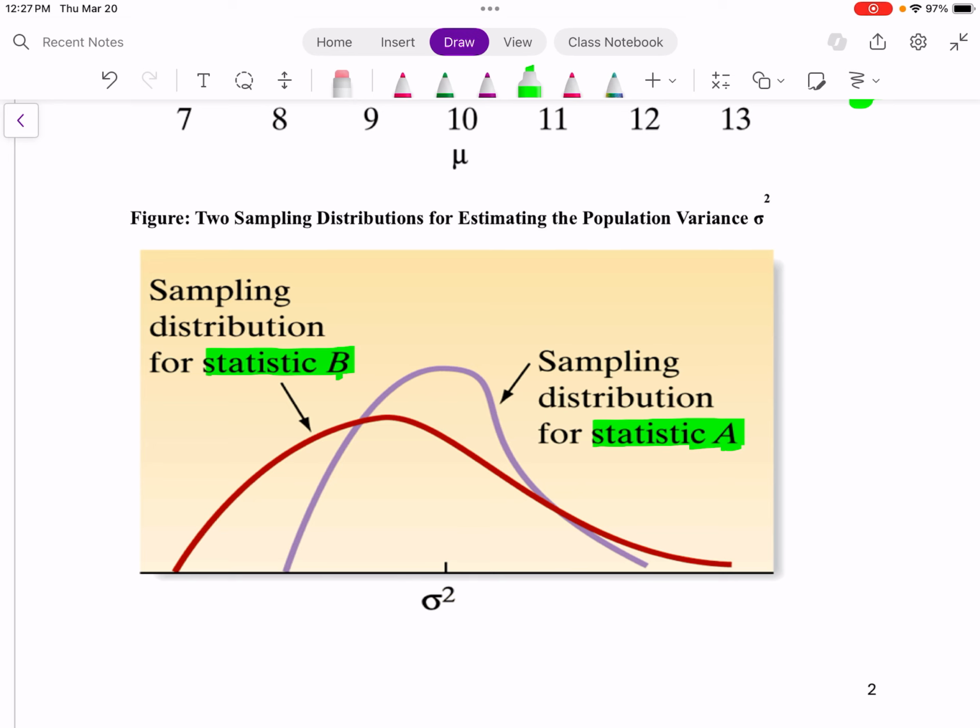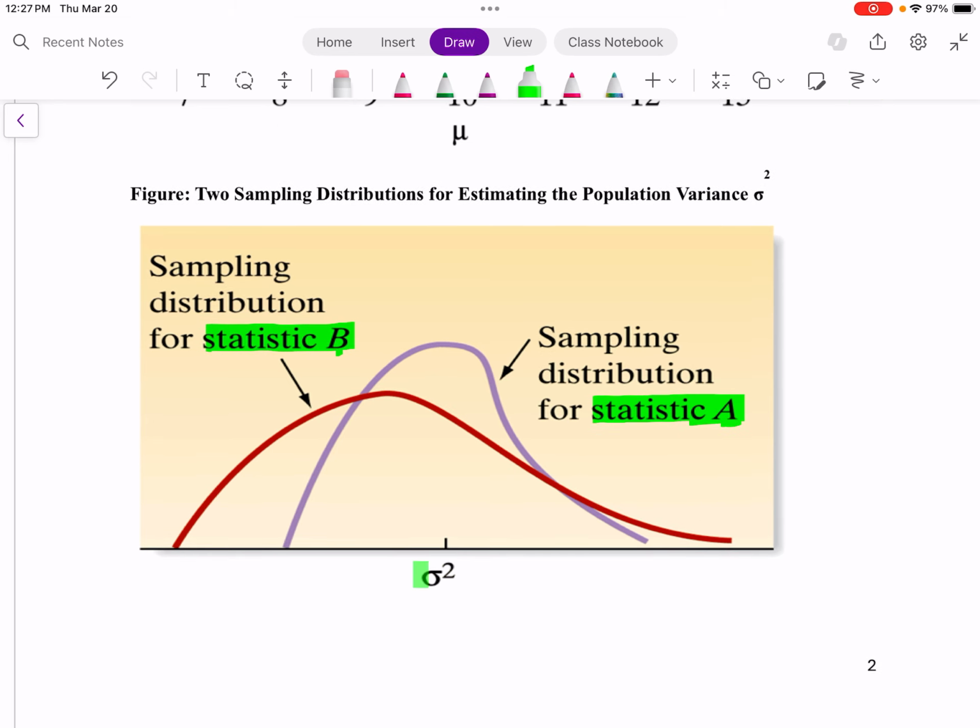Okay, and we have sigma square. Now what is this sigma square? Is it a parameter or a statistic? It's a parameter, right? So we have these two sampling distributions for statistic B and statistic A, and we want to find the best sampling distribution to make an estimation of sigma square. So our target is making an estimation of a parameter with the help of a statistic.